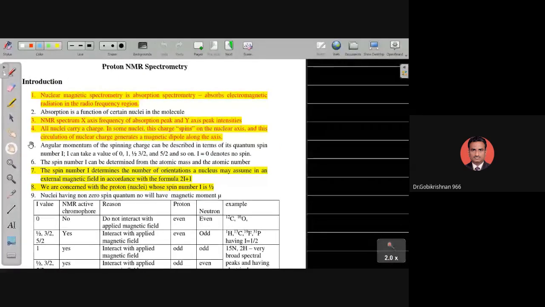Okay. A few more points are added in the proton NMR spectrometry in this file. See here, nuclear magnetic resonance spectrometry is absorption spectrometry. Is there any different spectrometry other than absorption? Yes, emission is also there.